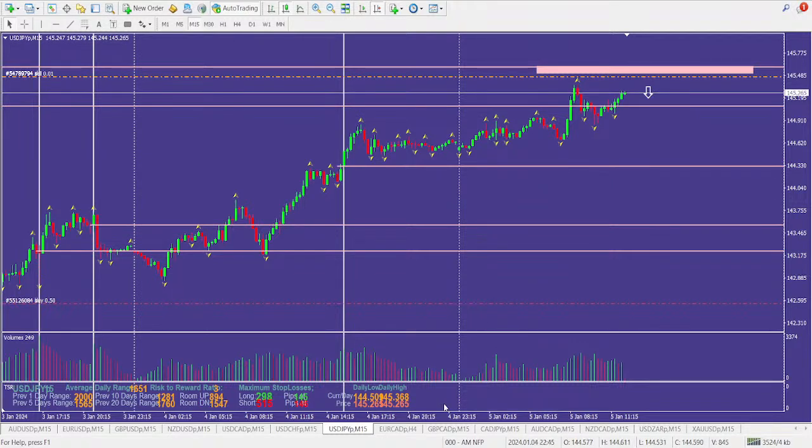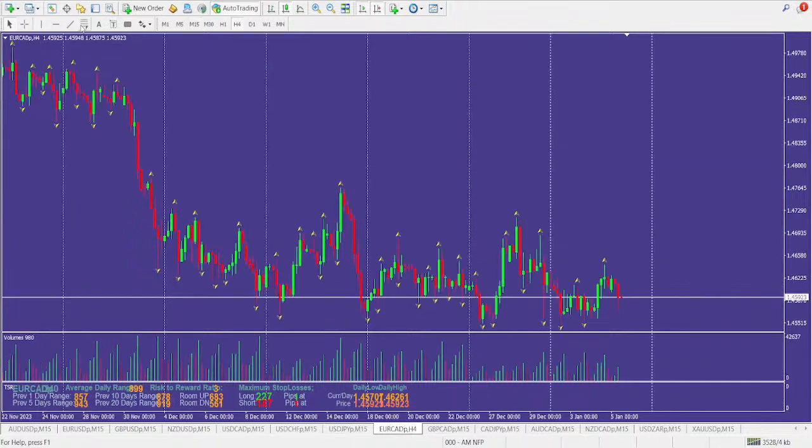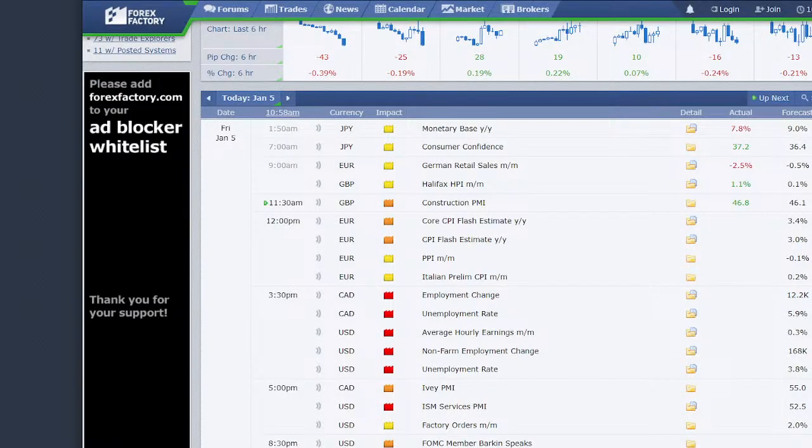Now, next one we'll have a look at is EURCAD. Since we do have news on USD as well as CAD, we're expecting high volatile moves on USD pairs as well as CAD pairs. So that's why we're also analyzing CAD pairs as well.